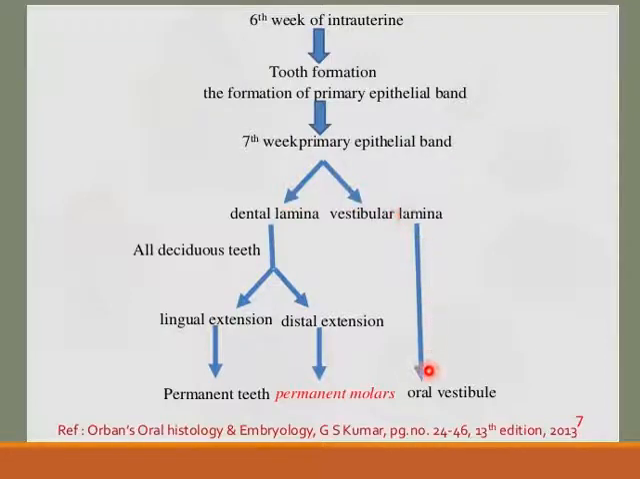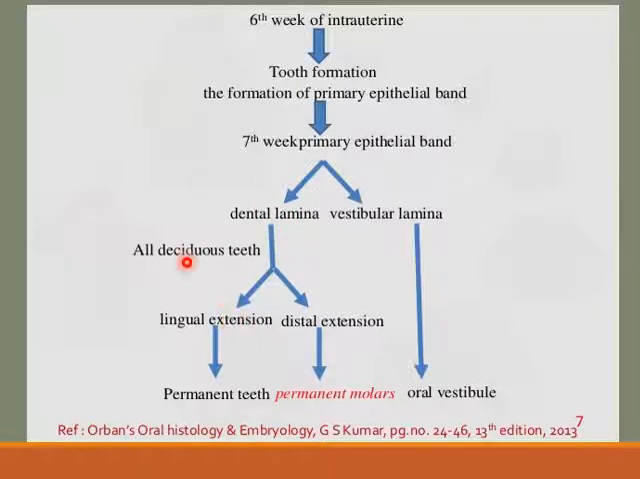The vestibular lamina will later give the oral vestibule, or the sulcus, which separates the lip and cheek from the teeth-bearing area, while the dental lamina is a very important structure that forms the enamel organ, and then the formation of enamel and interaction with the underlying ectomesenchymal structure, forming the dental papilla and dental sac. All deciduous teeth and all permanent teeth will form from this dental lamina. So this is a very important structure.